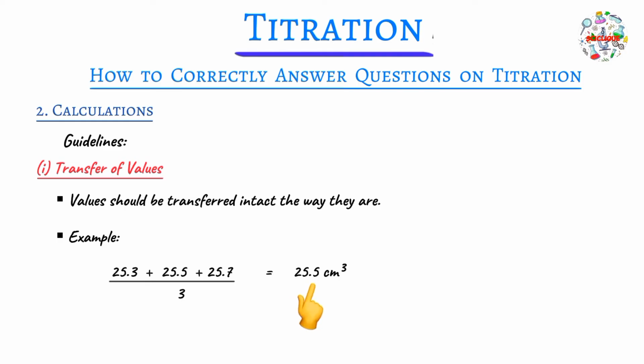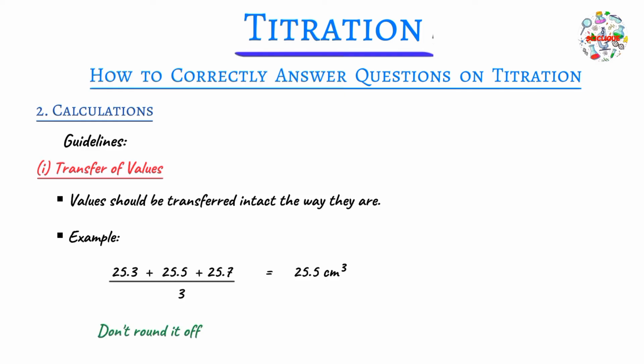So this average volume that you calculated is what you're going to use in the next question. Now, when you obtain a certain value in one question, you are supposed to transfer it intact from one calculation to the next. What do I mean? For example, if you got 25.5 cubic centimeters as your average value, when proceeding to the next part of the question, where you're supposed to be using this average value in your calculation, ensure it is the way it was when you got it in the previous part.